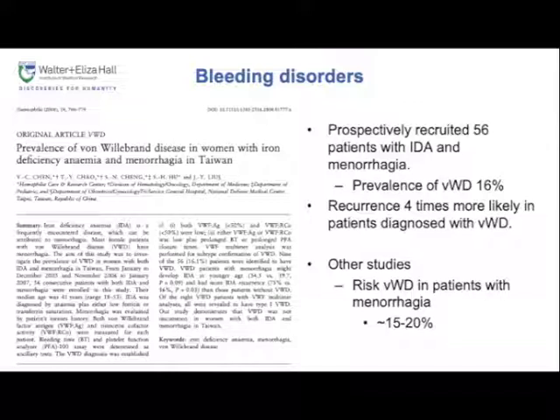Suffice to say that it's a disease of a reduction in the protein that basically connects platelets to the bleeding surface. And it's been shown a few times now that in women with menorrhagia, about 20% of them have von Willebrand's disease. And indeed, in the only study that I found where they looked at the prevalence of von Willebrand's disease in patients with iron deficiency, it's about 16%, so it's in line with that.